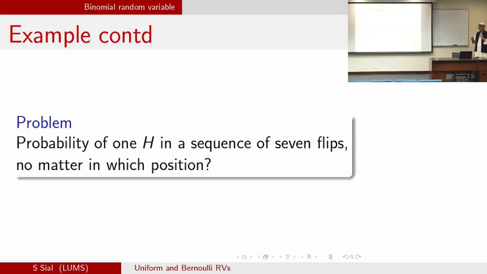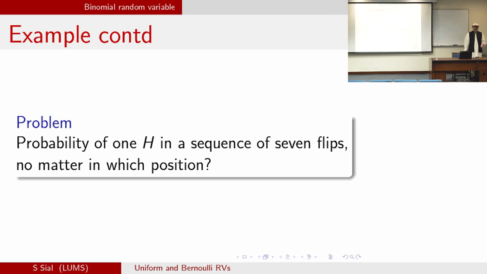P to the 1, Q to the 6, right? Each one of those slots, each one of those sequences, which have 1 h and 6 t's, had the same probability. P to the 1, Q to the 6. And how many such sequences were there?